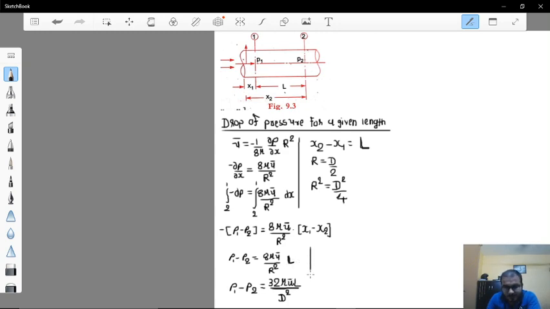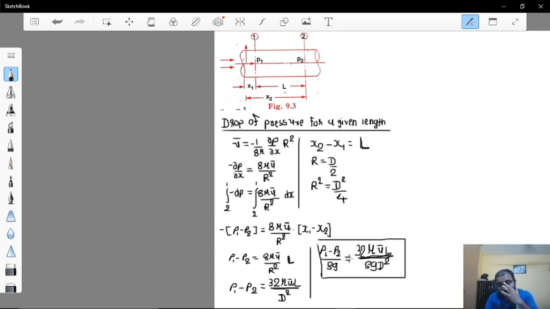And we can also write down P1 minus P2 upon rho g is equal to 32 mu U bar L upon rho g D square. So that's all we have as a drop of pressure here. So this is also known as Hagen-Poiseuille equation.